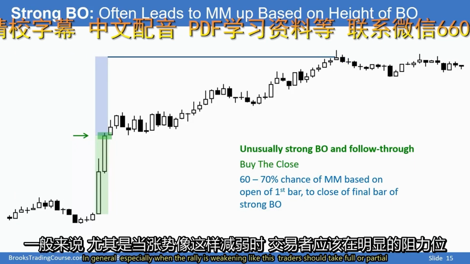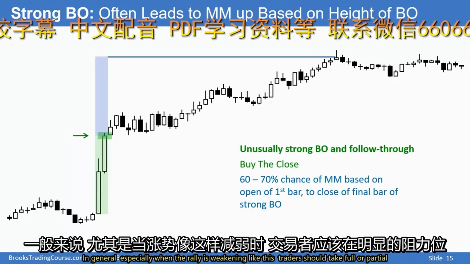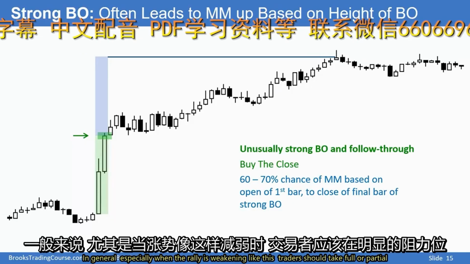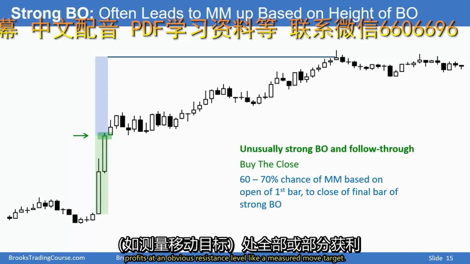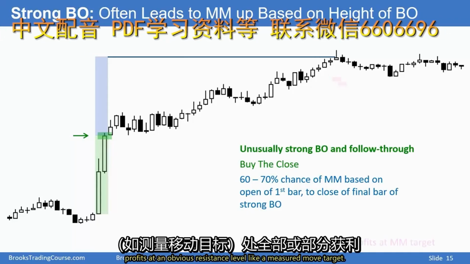In general, especially when the rally is weakening like this, traders should take full or partial profits at an obvious resistance level like a measured move target.